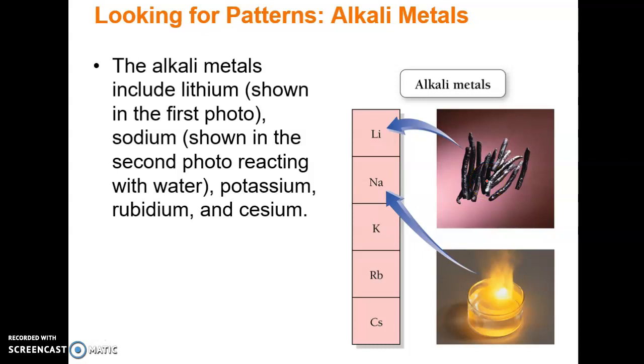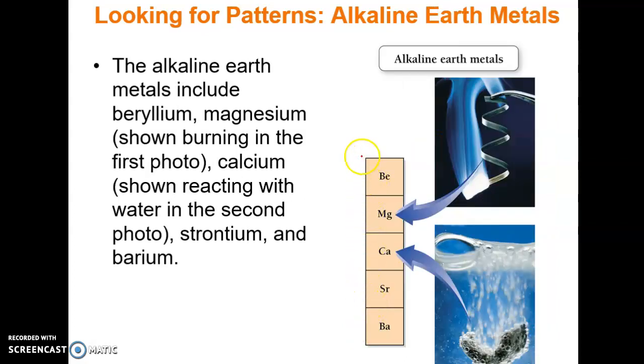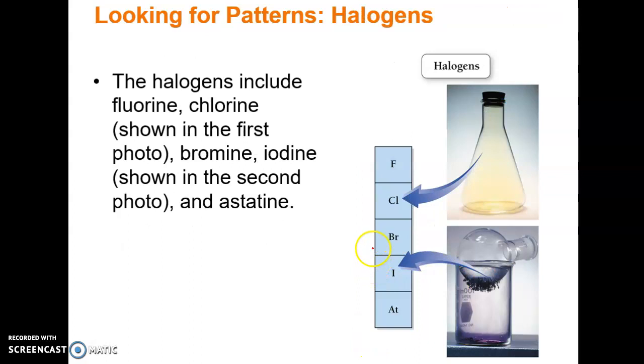All right, looking for patterns. Just keep in mind that the patterns are that things that react similarly are kept in vertical lines. So the alkaline earth metals will all act very similarly under the same conditions. Alkali metals contain lithium, sodium, potassium, rubidium, and cesium. Then we have the alkaline earth metals, and that's beryllium, magnesium, calcium, strontium, and barium.